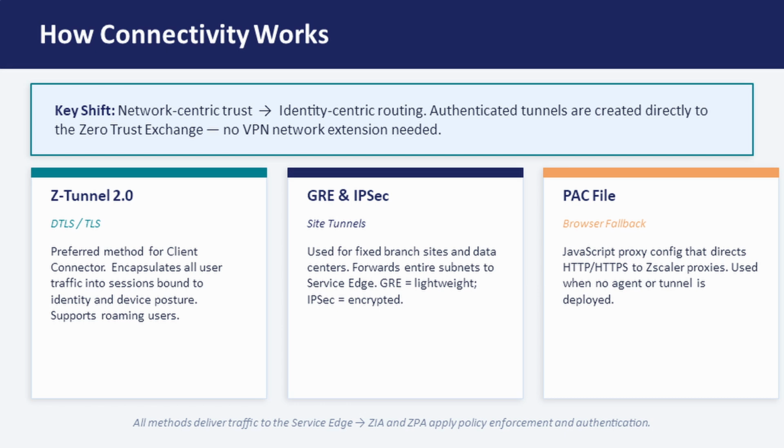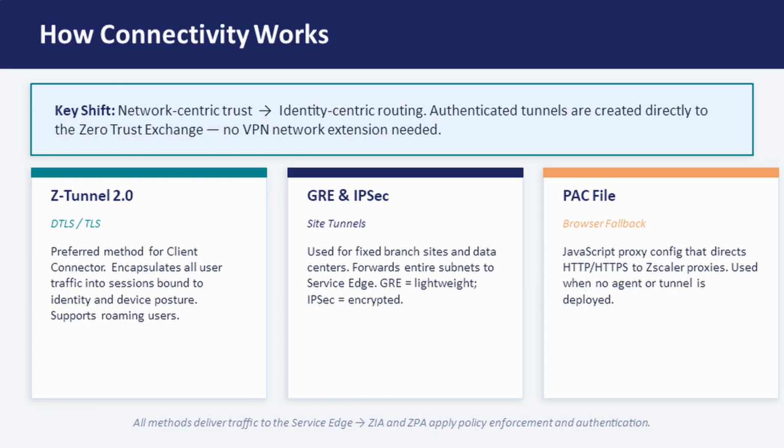There are 3 ways traffic actually gets to Zscaler. The first is zTunnel 2.0, which is used by Zscaler Client Connector on user devices. It wraps all traffic, not just browser traffic, everything, into encrypted DTLS or TLS sessions that are cryptographically bound to the user's identity and device posture.